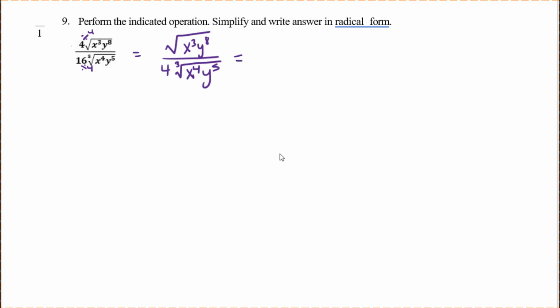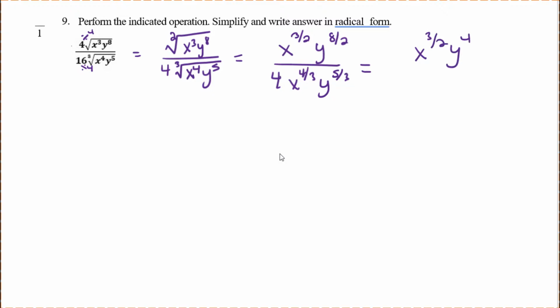Now since we're dividing, and this has an index of 2 and this has an index of 3, we're going to have to rewrite this in terms of fractional powers. So we have x to the power over index, y to the power over index. So we have here x to the 3/2, y to the 4th, x to the 4/3, y to the 5/3.